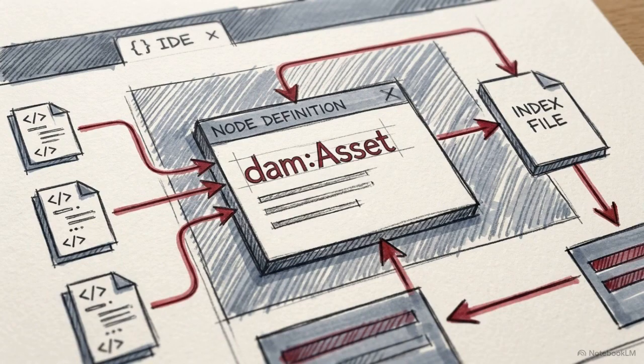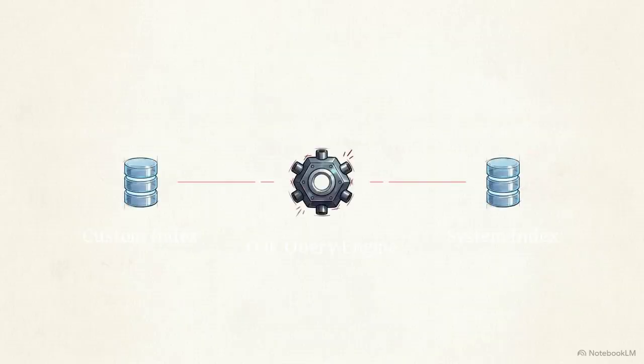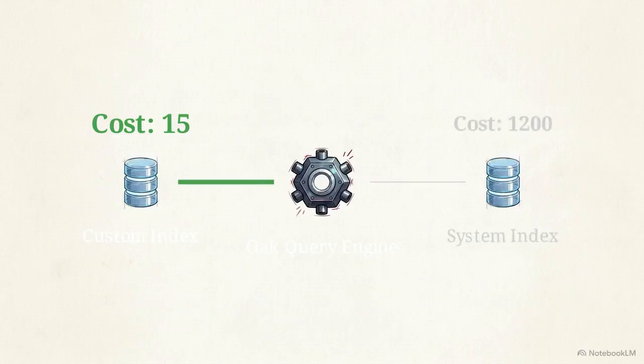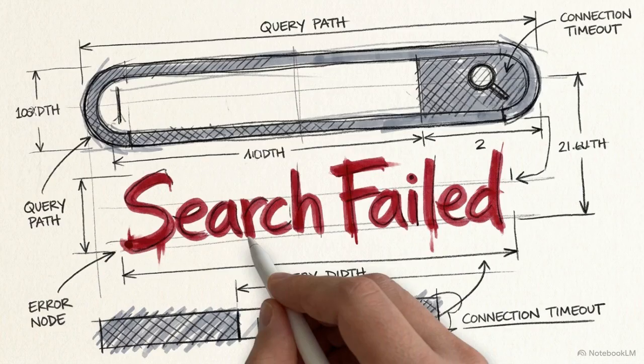Developers often create a fully custom index specifically for the DAM asset node type to meet a narrow project requirement. Because this new index is highly specific, the Oak engine calculates a lower estimated cost for it compared to the default system index. It routes all asset queries there, which inadvertently breaks the global OmniSearch functionality.